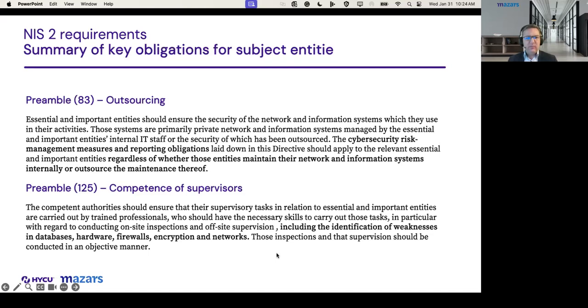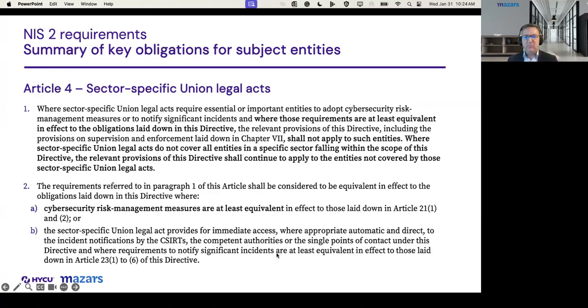Okay, now we're going to come to the articles. This is where the main things are, right? The articles are the ones that define. So the first one that I wanted to point out is Article 4, Sector-Specific Union Legal Acts.